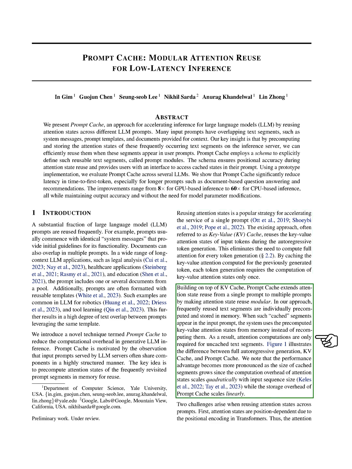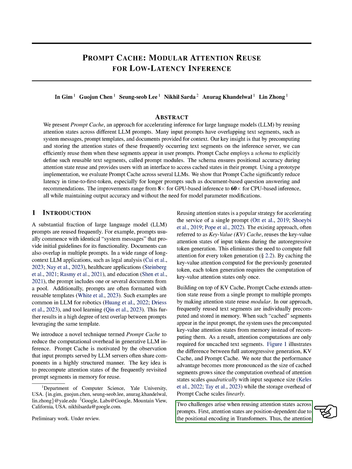In our approach, we pre-calculate and store the attention states of frequently reused text segments individually. When these cached segments appear in the input prompt, the system uses the pre-calculated key-value attention states from memory instead of recalculating them. This means that attention calculations are only needed for uncached text segments.